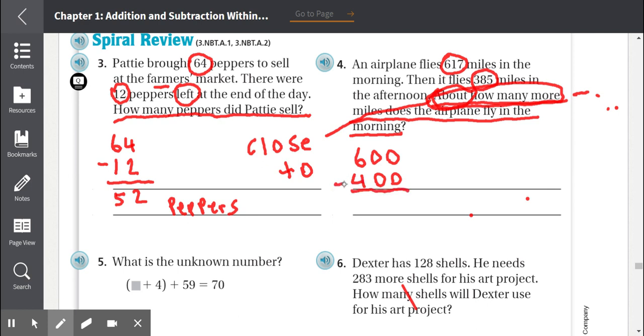So now we start subtracting from the ones place. 0 minus 0 is 0. 0 minus 0 in the tens place, 0. 6 minus 4 in the hundreds place, 2. So our answer is about 200. They asked us to estimate because we see the word about how many more. So they're not looking for an exact answer. So here's our answer, about 200.